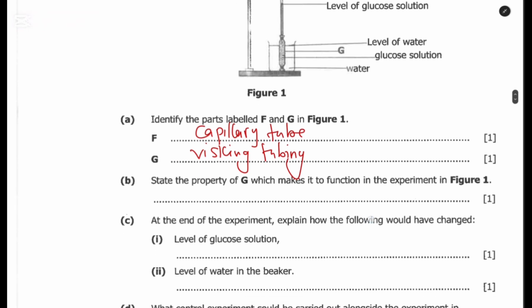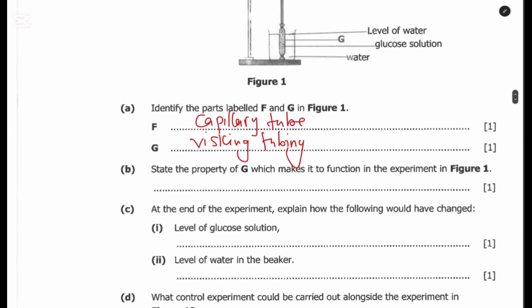So B: state the property of G which makes it function in the experiment in Figure 1. Like I said, it acts as the selectively permeable membrane. And this means that it is selectively permeable. So we can say it is selectively permeable. And that makes it function in this experiment.